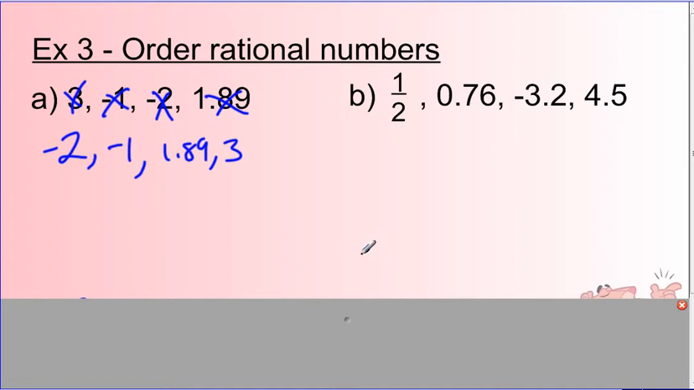Letter B. Same deal, except this time we have a fraction in there. Do you know what 1/2 is as a decimal? 1/2 as a decimal is 0.5. That's another one of those fractions and decimals you should have memorized in your head. So now we can go ahead and put these things in order. So I only have one negative. That means he's got to be the smallest.